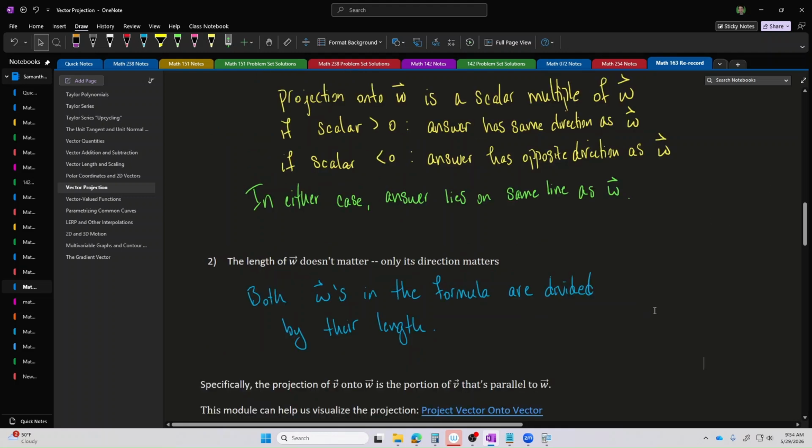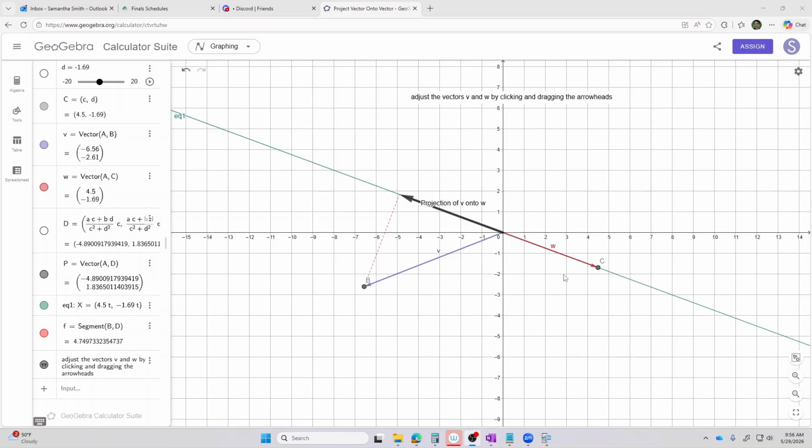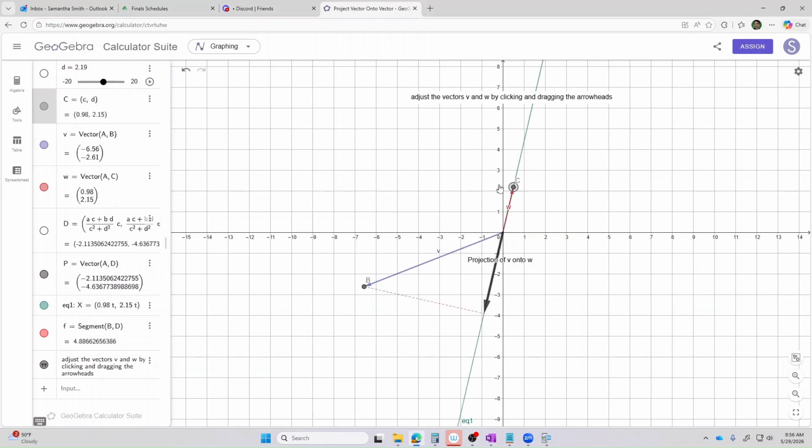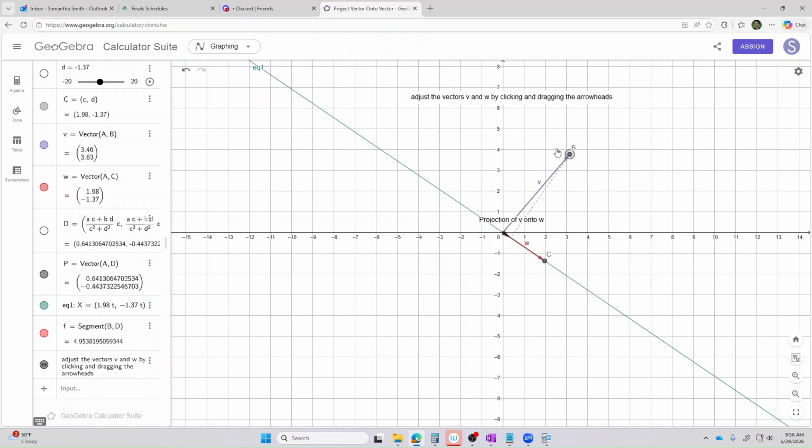So let's go ahead to a GeoGebra interactable and see what the projection looks like for a variety of different vectors v and w. I have a vector w that I'm projecting onto, and I have a vector v which is being projected. I'm projecting v onto the vector w. So I can go into this picture and make various adjustments to v and w to see what the projection looks like in various instances.